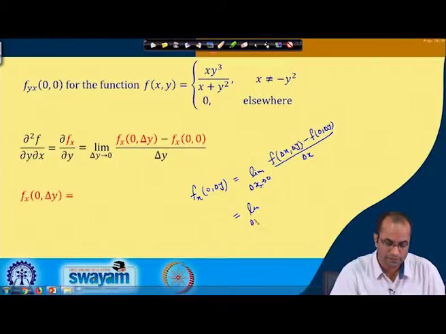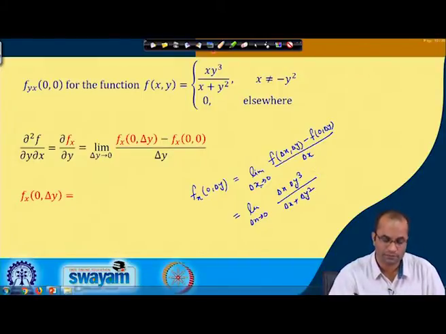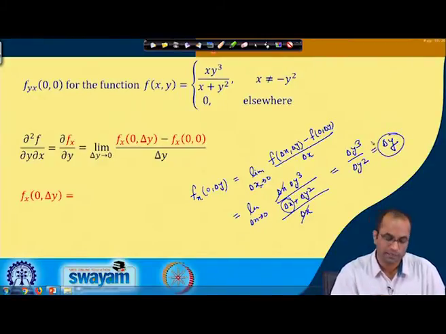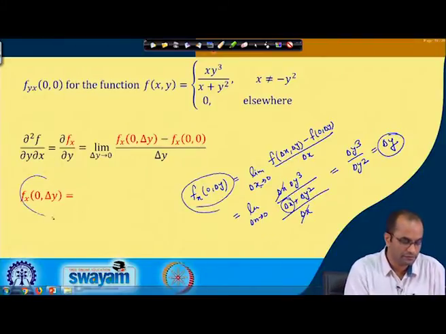So, the limit as delta x goes to 0. So, this will be delta x delta y cube over delta x plus delta y square, and minus this will become 0, and then we have delta x there. So, this delta x will get cancelled, and now we will let delta x go to 0. So, this term will become 0, and we will get delta y cube over delta y square. So, in this case the derivative we are getting here is delta y.